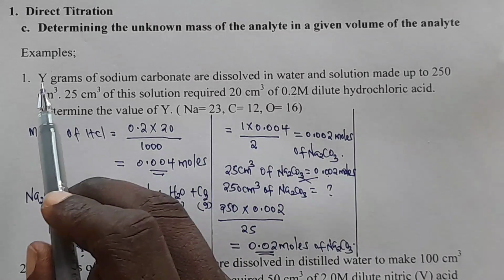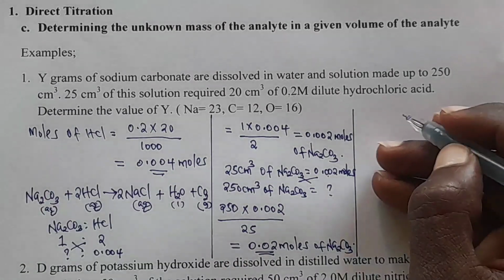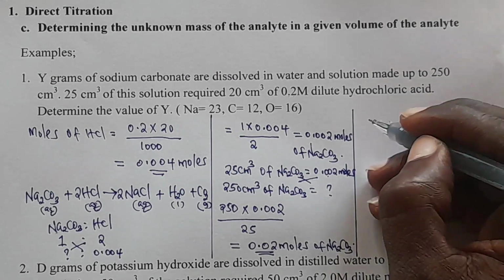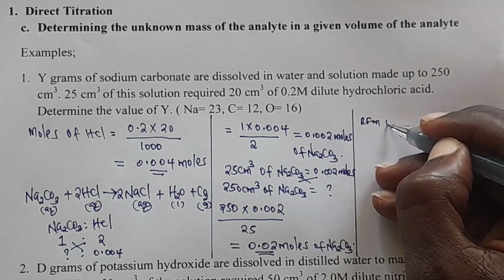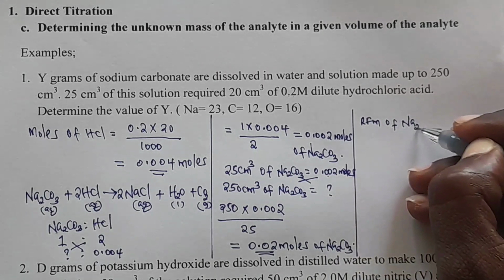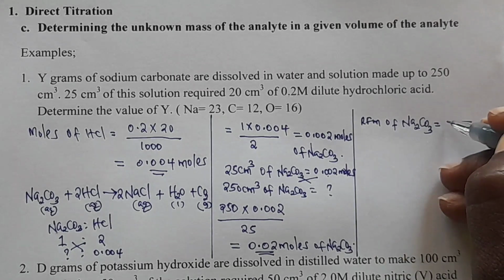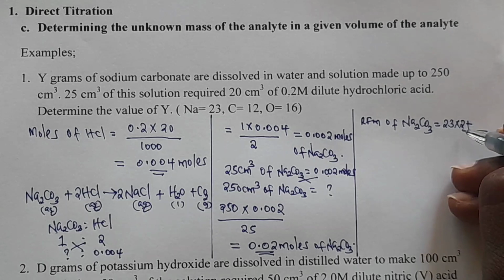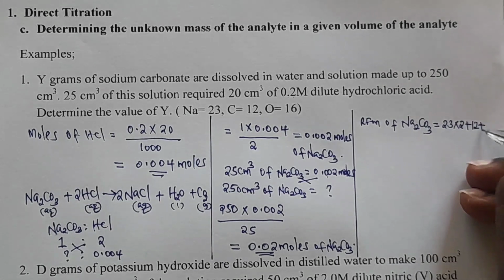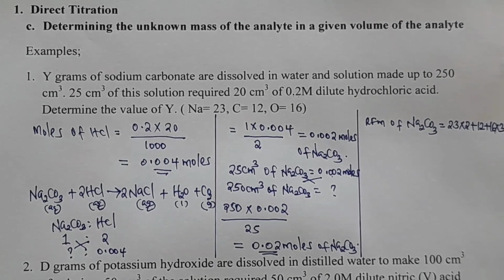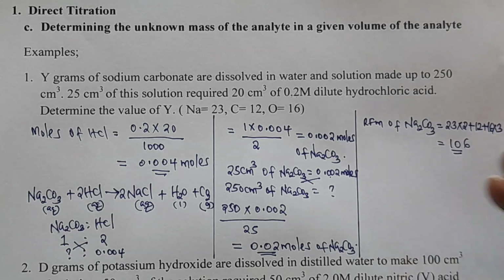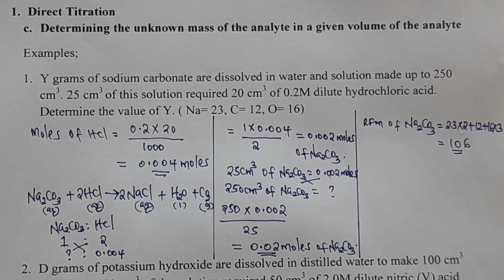Okay, so for us to get now the mass, we have the formula for calculating mass: mass is gotten by moles times RFM. So I have to get the RFM of sodium carbonate. So we are going to have the RAM for sodium, which is 23, times 2, plus carbon, which is 12, plus 16 times 3 for oxygen. So there we are going to get 106 as our RFM, our relative formula mass.